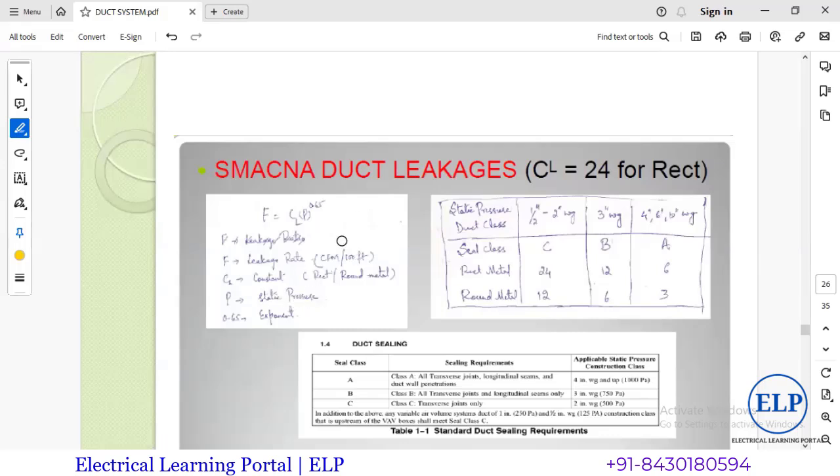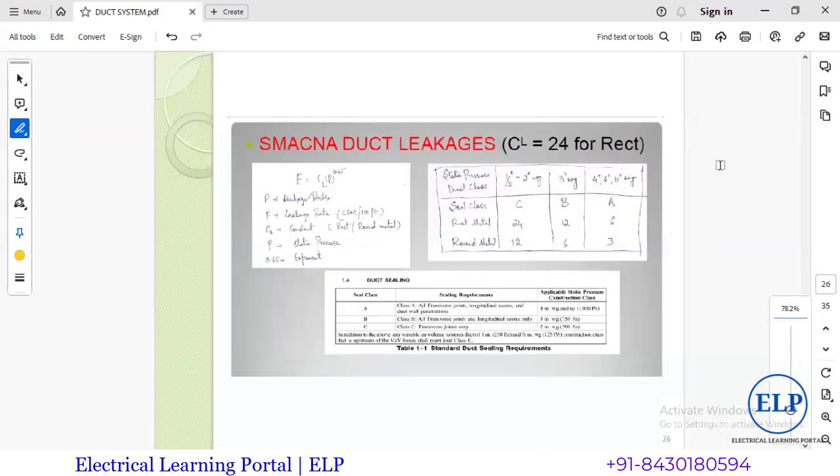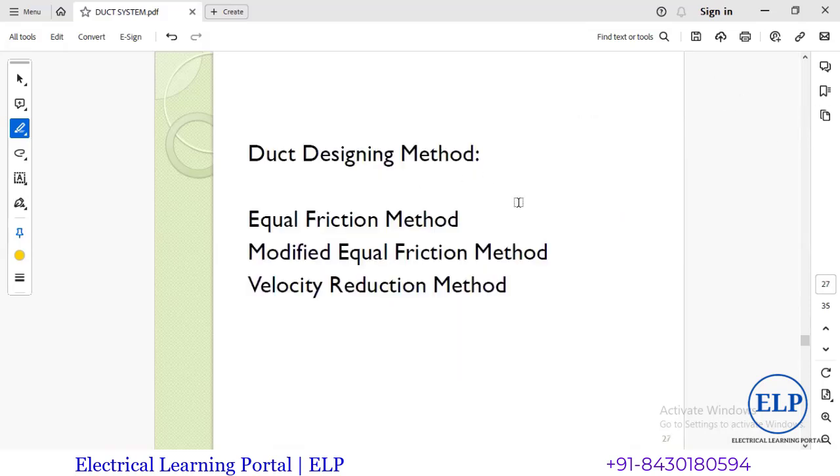Static pressure, for example 2 inches, 3 inches, whatever it is. If you input the value, you will get the answer in CFM per 100 feet. So SMACNA has given the calculation for duct leakages also. Suppose in an interview someone asks you how to calculate the duct leakages, you can quote this formula. This is given by SMACNA.